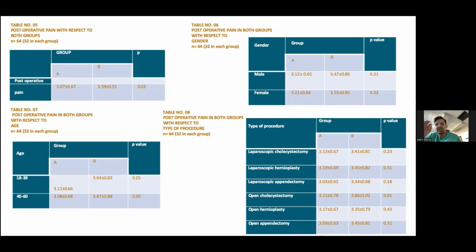Open cholecystectomy, this is really fantastic, there's a big difference here, 3.21 versus 3.86. Open hernioplasty again 3.17 versus 3.35. Open appendicectomy 3.09 versus 3.45. So the p-value is 0.31. You can see the p-value is really great here. Next slide, please.